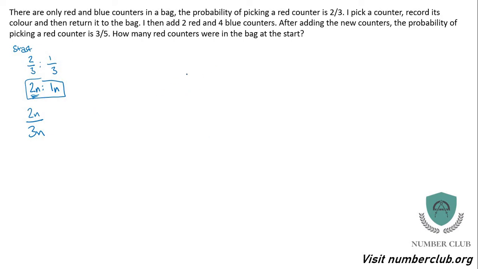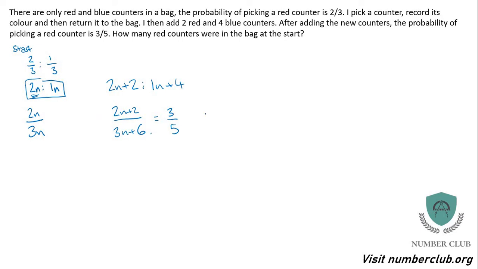After adding the new counters, the probability is 3 to 5. And so after adding the new counters, you've got 2n plus 2 red counters, and then we've got 1n plus 4 blue counters. Okay? And so we've got 2n plus 2 red counters out of a total of 3n plus 6. Okay? So form your ratio, find the colour that you're looking for, and put it over the total. And that probability will be equal to 3/5.